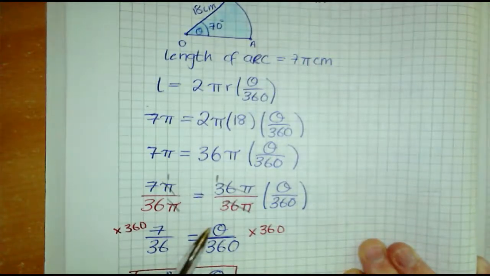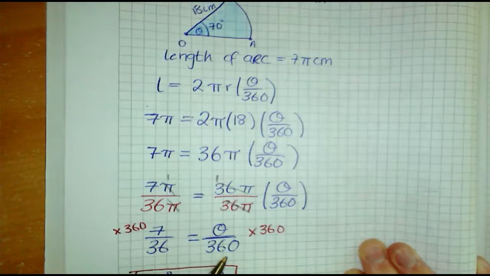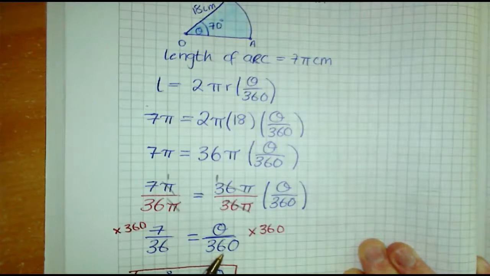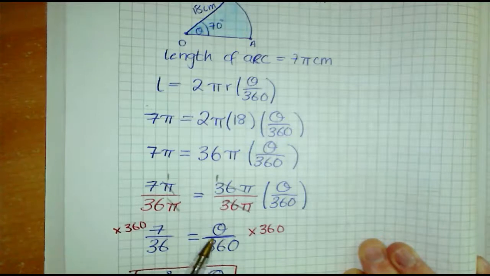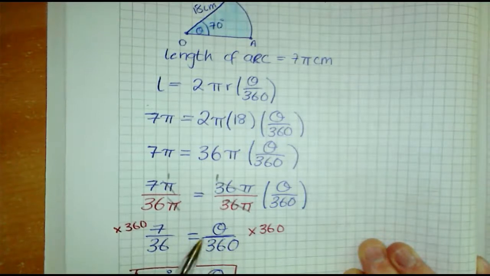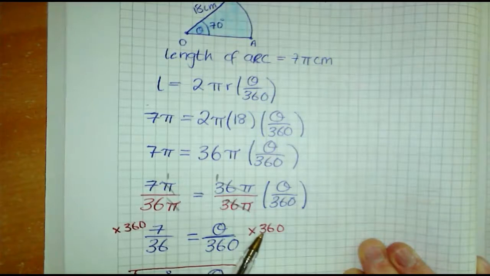Okay, so now I nearly have this theta on its own. The only thing stopping me is this divided by 360. Alright, it's theta divided by 360. So I need to get rid of that 360 to get theta on its own. So how do I do that? It's a division here. This line means division. So this 360 is a division. So the opposite to division again is multiplication. So I multiply both sides by 360.